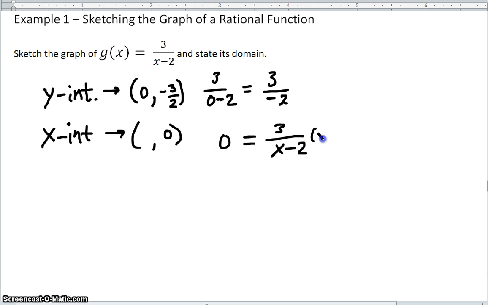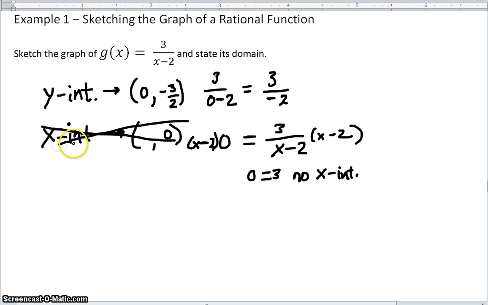Now if we multiplied both sides by x minus 2 to get rid of the denominator, we'd be left with 3 equals 0. And you can't have 3 equal to 0. So that's not true, so there's no x-intercept. And there's another reason for why that's true, and I'll talk about that in just a second. So there really isn't an x-intercept, so I'm just going to cross that off. So I know a y-intercept, I know there's no x-intercept.